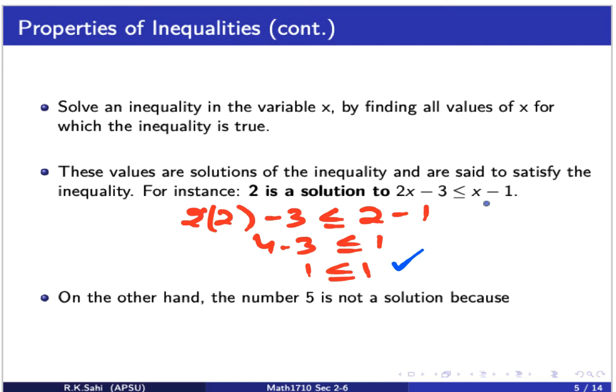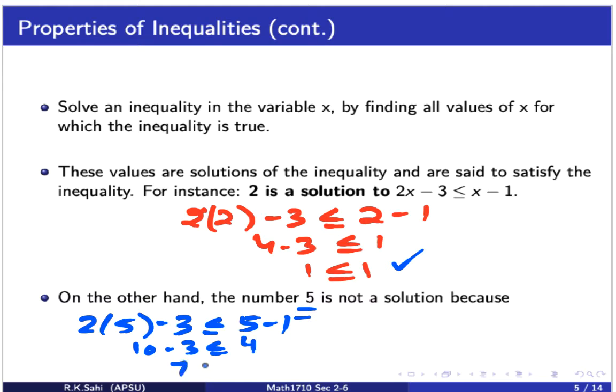Now let's look at a real number which is not a solution. Let's look at the number 5. Let's plug it into the same inequality. So it's 2 times 5 minus 3 less than or equal to 5 minus 1. We have 10 minus 3 less than or equal to 4. And we're saying, hey, 7 is less than or equal to 4. That does not make sense. This is not possible. So clearly 5 is not a solution for us.